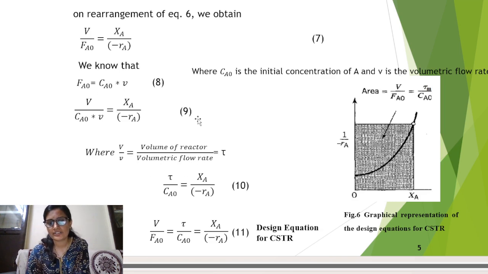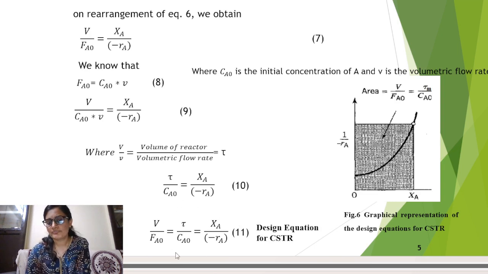Now we have equation number 9 in terms of tau by C naught is equal to Xa over minus Ra, equation number 10. So what we can do here is compare this equation number 10 with 7, and we can write V by Fa naught is equal to tau by C naught is equal to Xa over minus Ra, equation number 11. So this is the design equation for CSTR.